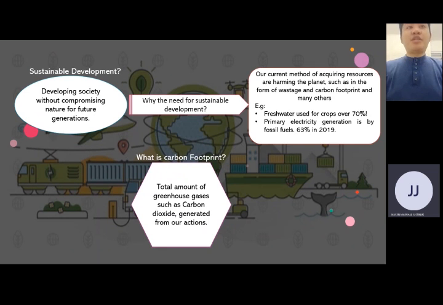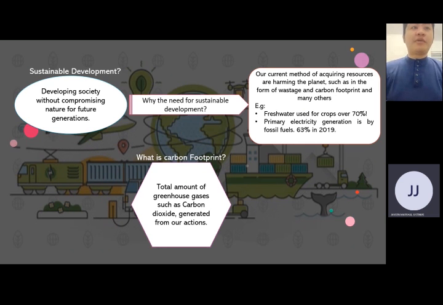For example, the fresh water that is used currently is over 70%. And our primary electricity generation is by fossil fuels. It is over 63% in 2019 alone of the total of the world's primary electricity generation.